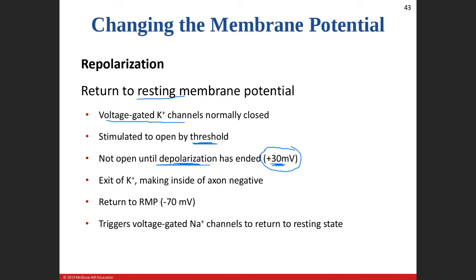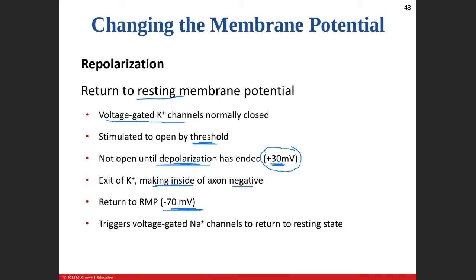Because the negative charge stuff can't leave. Inorganic phosphate, which is negative, can't leave. Proteins can't leave. They're stuck there. But when the positively charged potassium leaves the inside of the cell, it takes its positive charge with it. It makes the inside more negative, until it gets to this value here.